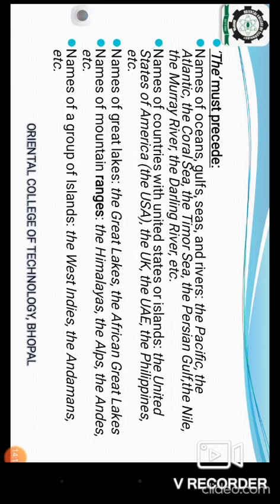The must precede names of oceans, gulfs, seas, and rivers: the Pacific, the Atlantic, the Coral Sea, the Timor Sea, the Persian Gulf, the Nile, the Murray River, the Darling River, etc. Names of countries with United States or islands: the United States of America, the UK, the UAE, the Philippines. Names of Great Lakes: the Great Lakes, the African Great Lakes. Names of mountain ranges: the Himalayas, the Alps, the Andes, etc. Names of a group of islands: the West Indies, the Andamans.